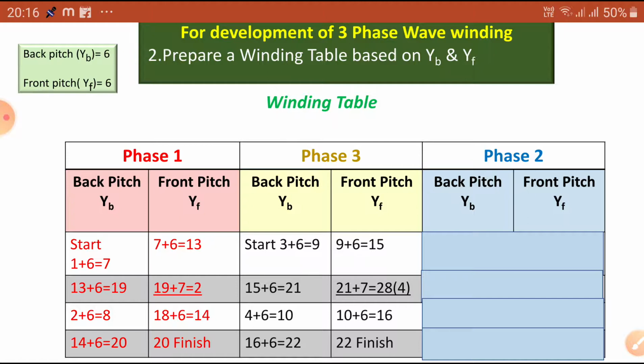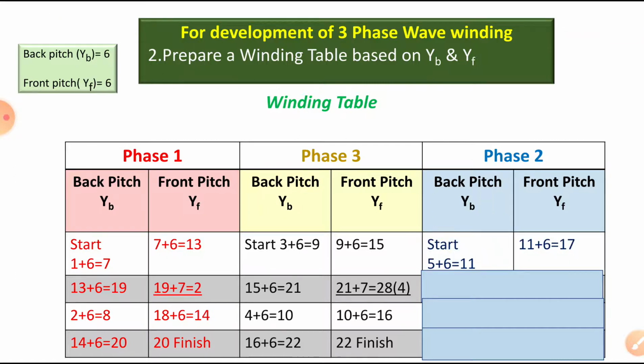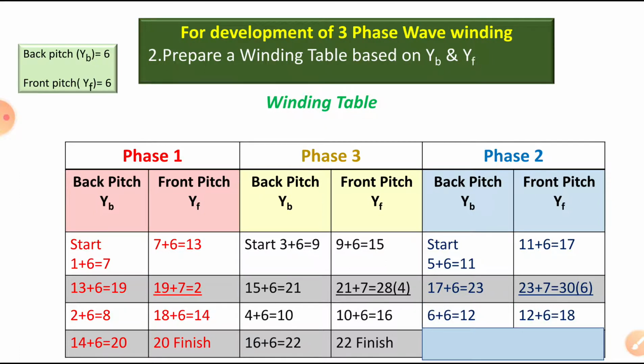Now start at the 5th slot. So 5 plus 6 is 11, 11 plus 6 is 17, 17 plus 6 is 23, and at 23, instead of 6 we add the 7. So that is equal to 30. So 30 minus 24 is equal to 6. Now once again 6 plus 6 is 12, 12 plus 6 is equal to 18, 18 plus 6 is 24. This is the finishing. So we covered the 5th slot, 6th slot, 11th slot, 12th slot, 17th slot, 18th slot, and 23 and 24 slots.